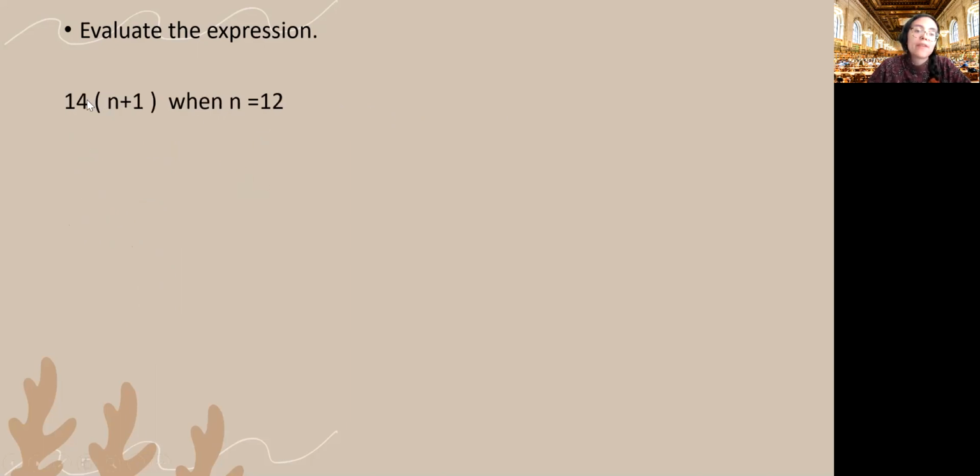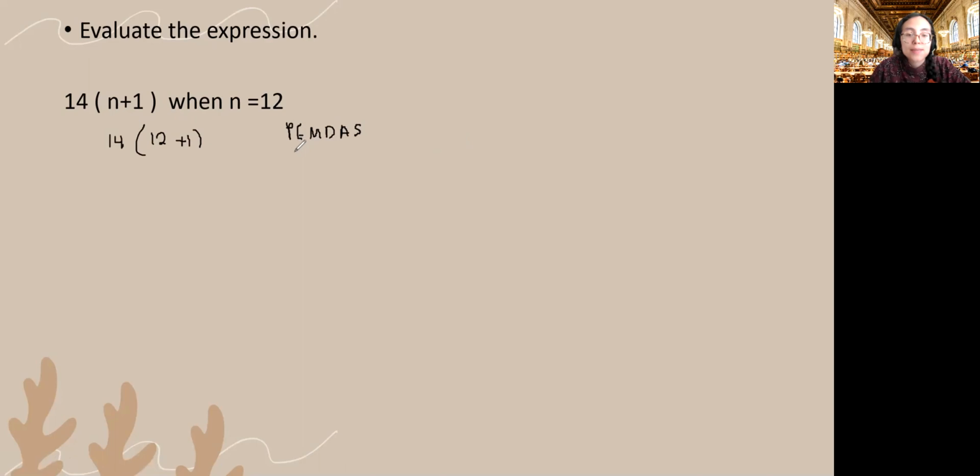So we have 14 times the quantity 9 plus 1, and we're asked to evaluate this when n is equal to 12. Okay, so we're going to substitute. So we have 14, and wherever we see n, we're going to put 12. Now remember order of operations. Please excuse my dear Aunt Sally.